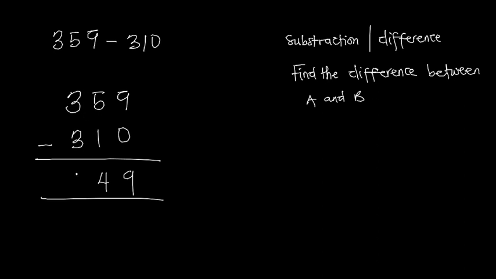3 minus 3 will give me 0. So my answer over here is 49. This becomes my answer for this particular example. Now let's have a look at another example.